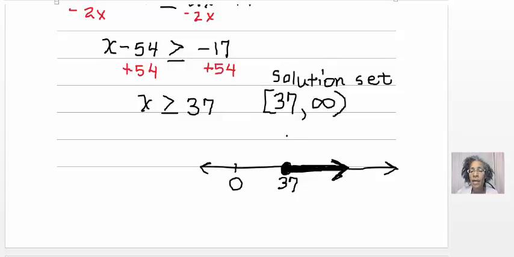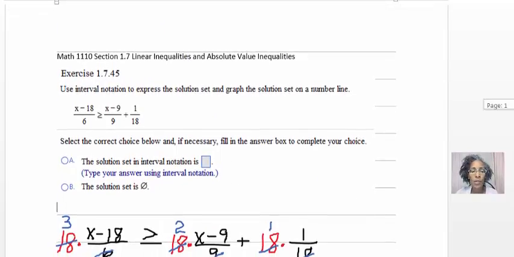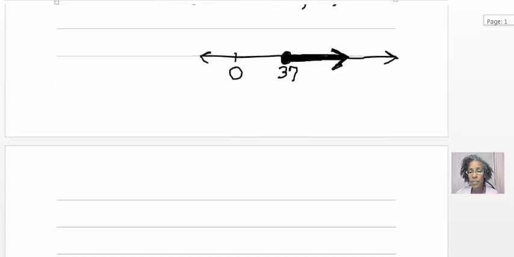Typically, if you were working this in MyMathLab, you'd be entering this interval and you would have a choice of graphs and you would be selecting the correct one. So this is an example of what you would find in your MyMathLab homework in an exercise that looks like number 45, exercise 45 in section 1.7.